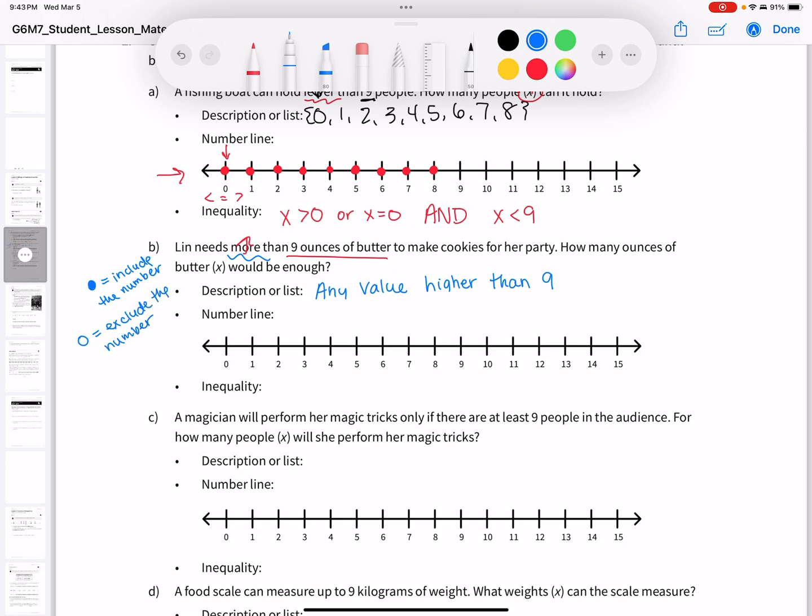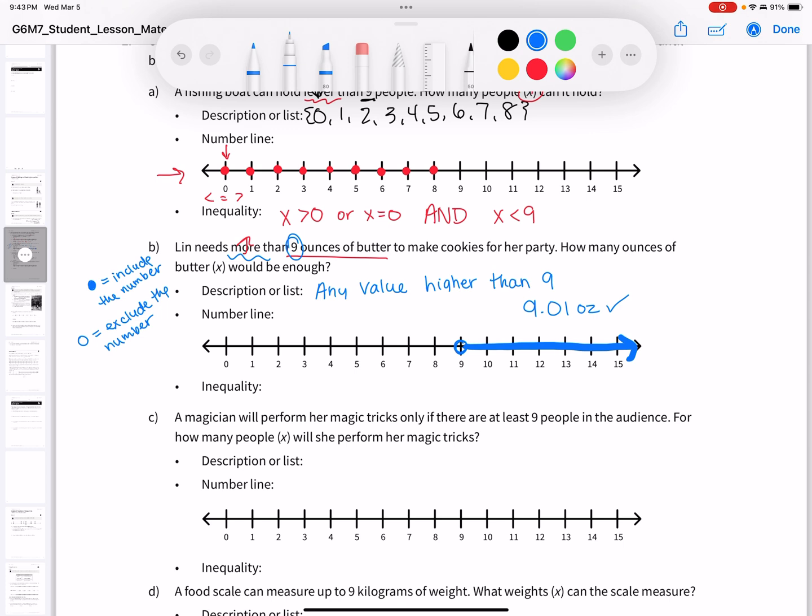So are we including 9? Can I have 9 ounces of butter? No, I need more than 9 ounces of butter. So on 9, I can't have 9 ounces of butter, so I'm going to do an open dot on 9. I need more than 9 ounces of butter, so it's going to look like this. In this case, 9.01 ounces of butter will work because that is technically more than 9.